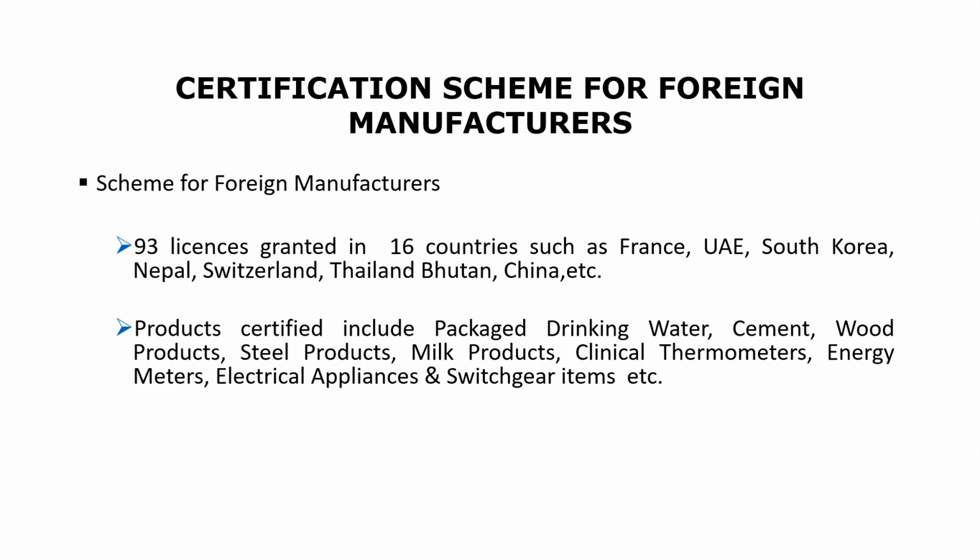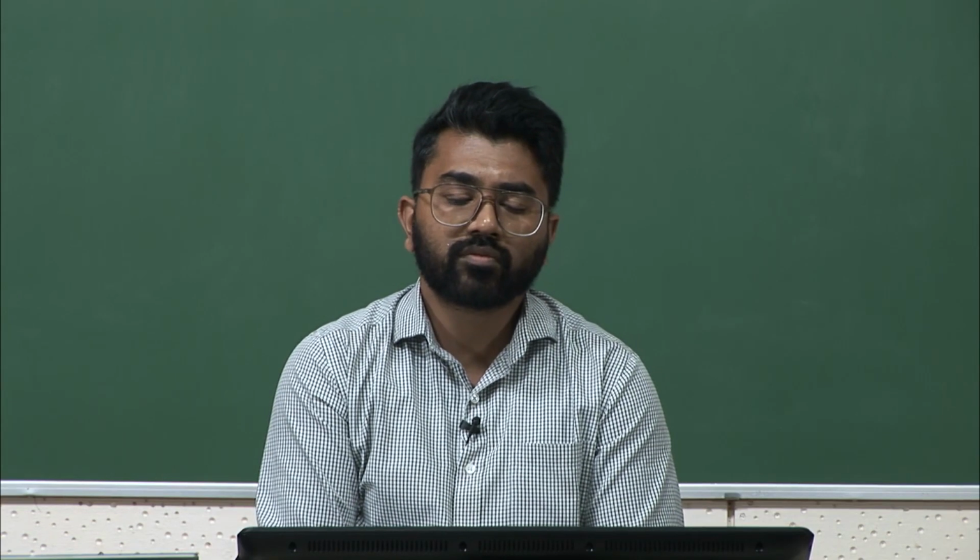93 licenses have been granted in 16 countries such as France, UAE, South Korea, Nepal, Switzerland, Thailand, Bhutan and China, etc. So they have several licenses which allow certifications for certain products, indigenized products, to be sold in these kinds of markets. Products certified include packaged drinking water, cement, wood products, steel products, milk products, clinical thermometers, energy meters, electric appliances and switchgear items. So these are the broad scheme of things which are quite often certified, right.